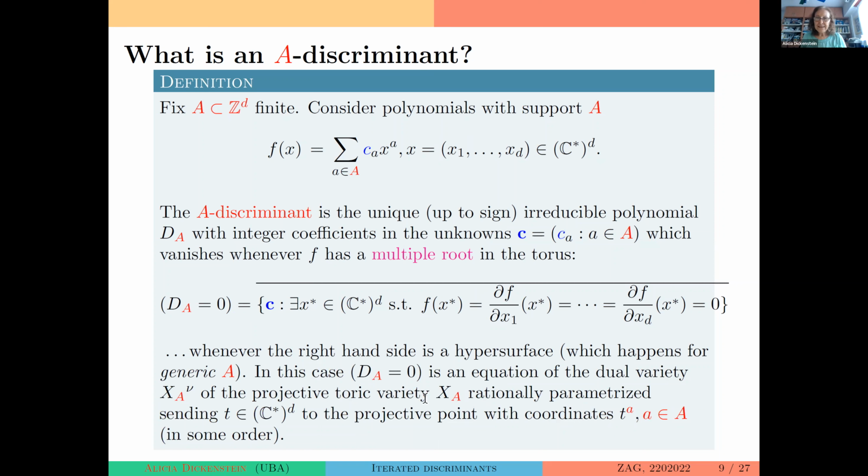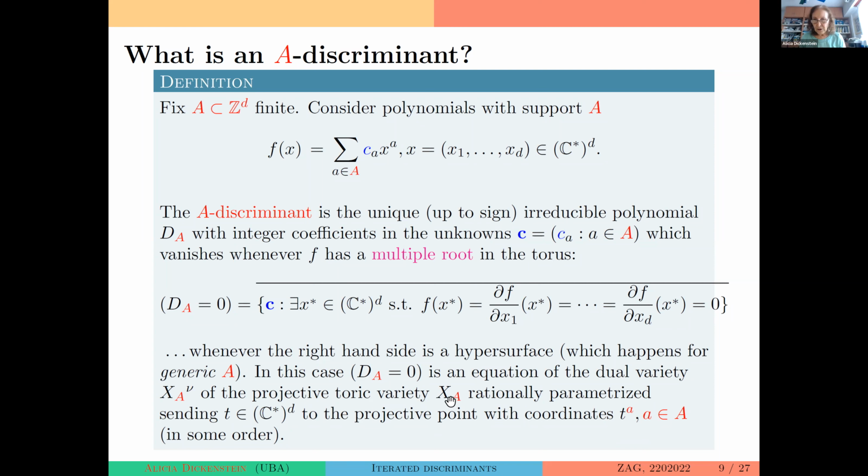But a different way of looking at this is considering what's called XA, which is an associated projective toric variety. So we order in some way the exponents A, and we number A like coefficients A0 up to AN. We send a point T in the torus to T to the A0, T to the A1, up to T to the AN.